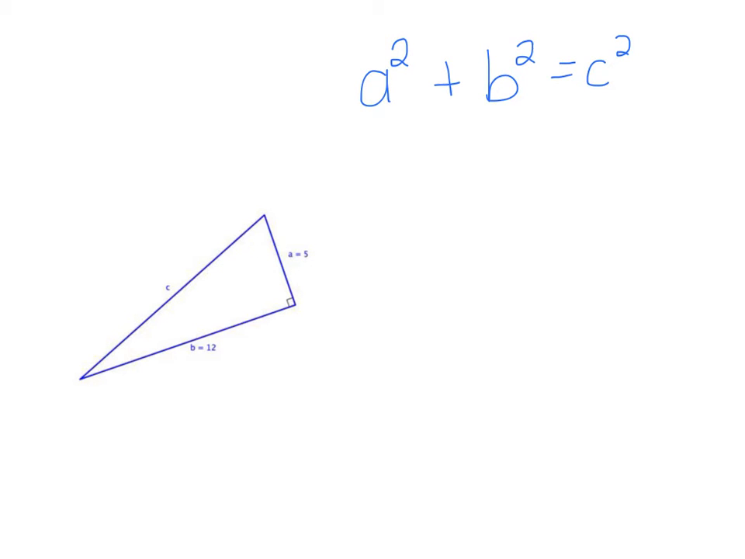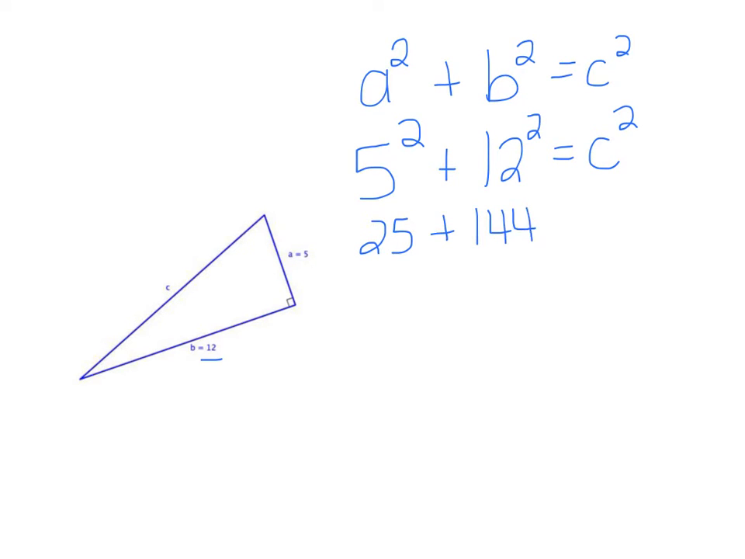we're going to solve this problem. So it tells us that a is equal to 5. So instead of a, I'm going to write 5 squared. And then b is equal to 12. So instead of b, I'm going to write 12 squared. And that's equal to c squared. So 5 squared is 25. 12 squared is 144. And that equals c squared. 25 plus 144 is 169. And that equals c squared.